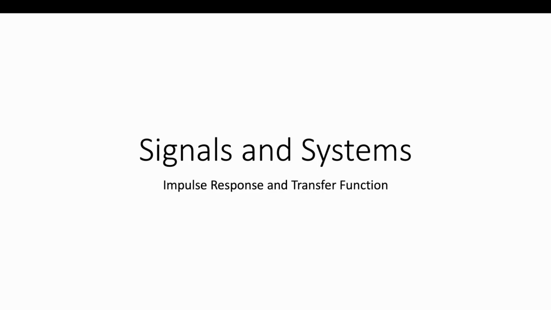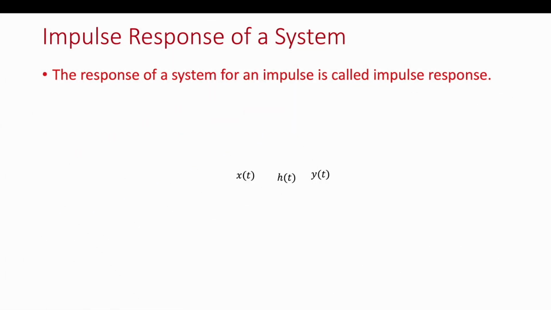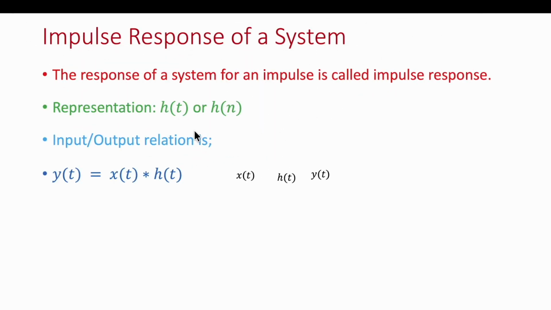In this video, we will discuss the impulse response and transfer function of systems. The response of a system to an impulse is called the impulse response, and we can represent it mathematically by h of t if the signal is a continuous-time signal, or by h of n if the signal is a discrete-time signal. We can represent the input-output relation using the equation y of t equals x of t convolved with h of t.